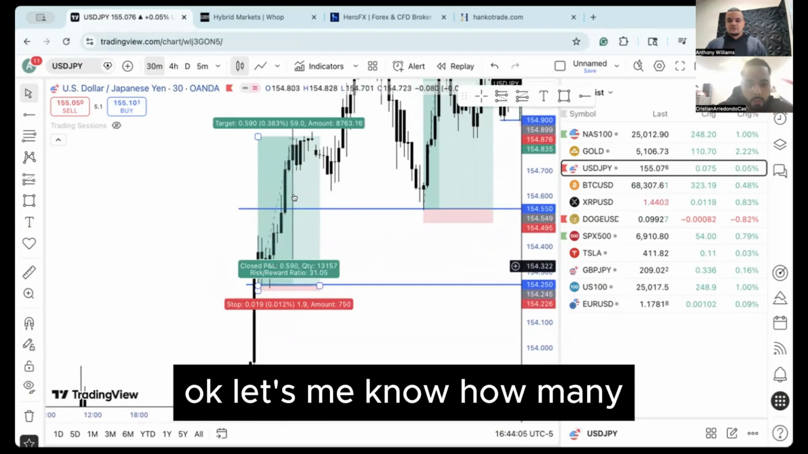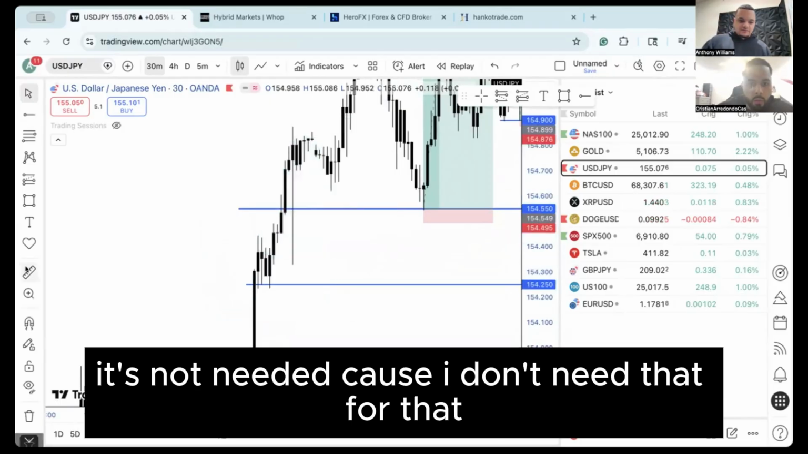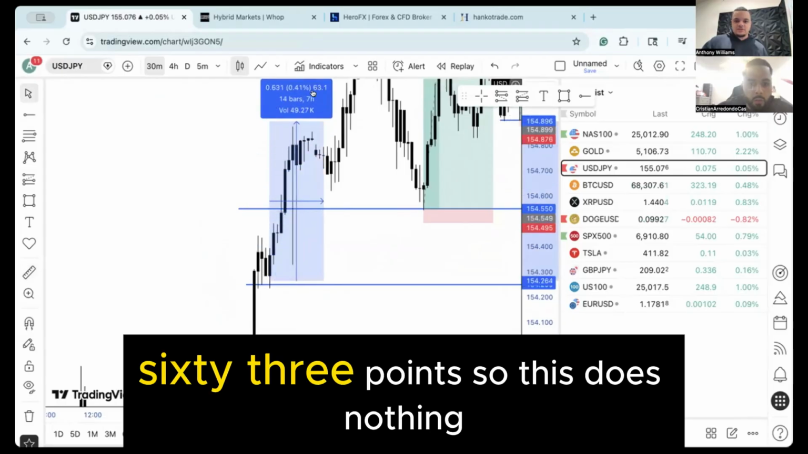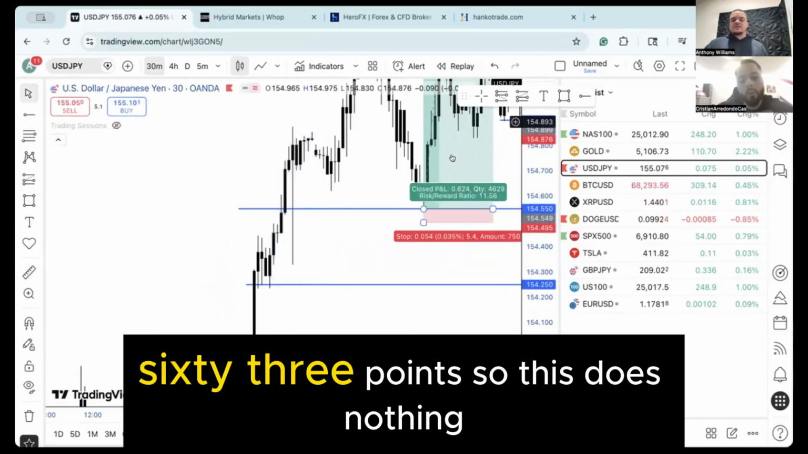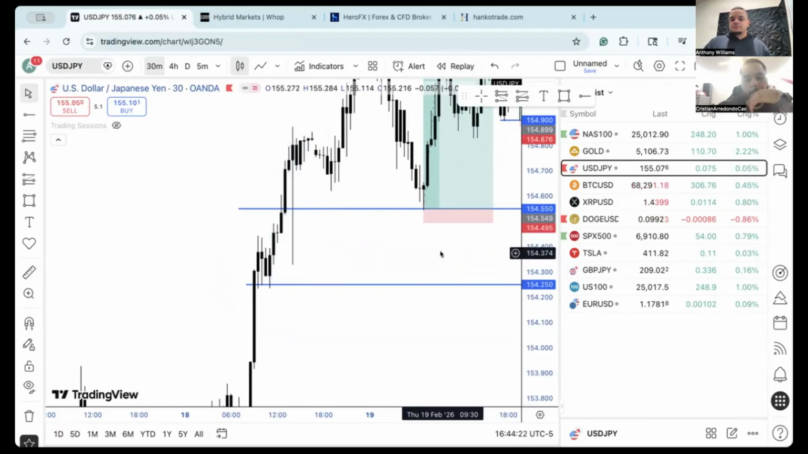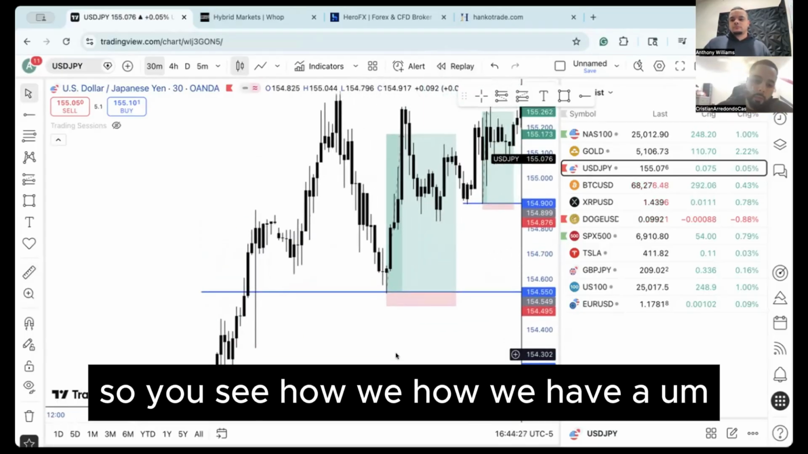It lets me know how many points. But it's not needed because I don't need that for this. I could just use the little measuring stick. They have a measuring thing and it does the same thing, 63 points. So this lets you know, hey, I'm buying this way and this is my drawdown or sell. Oh, okay. So you see how we have a stop loss.